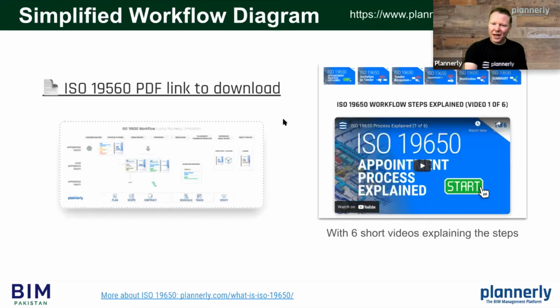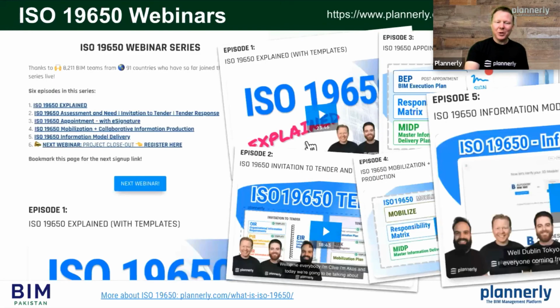The workflow diagram that we looked at very briefly through this presentation, there's a link that we have shared in the chat, and it's very simply ISO-19650-PDF at the end of the plannerly.com website. And then we also have, as I mentioned a couple of times, this series of webinars. It's actually 6 webinars that are recorded that take you through all of these steps in much more detail. If you go to the Plannerly website, there's a link right at the top for webinars. It's the ISO 19650 webinar.